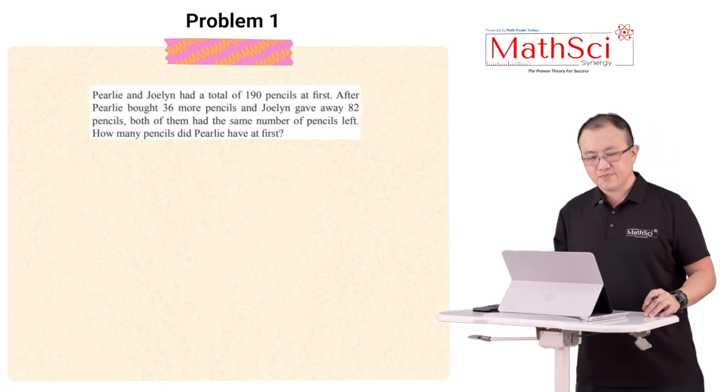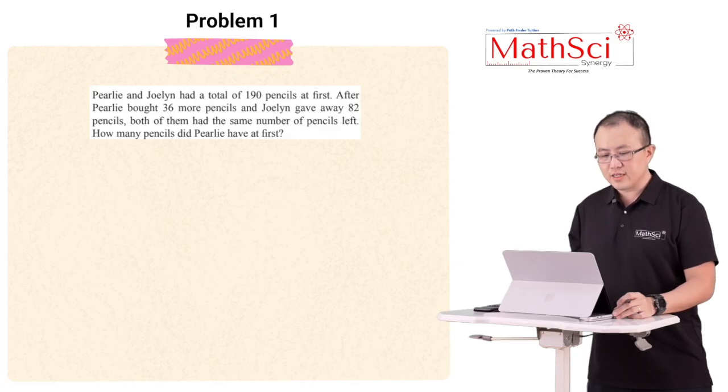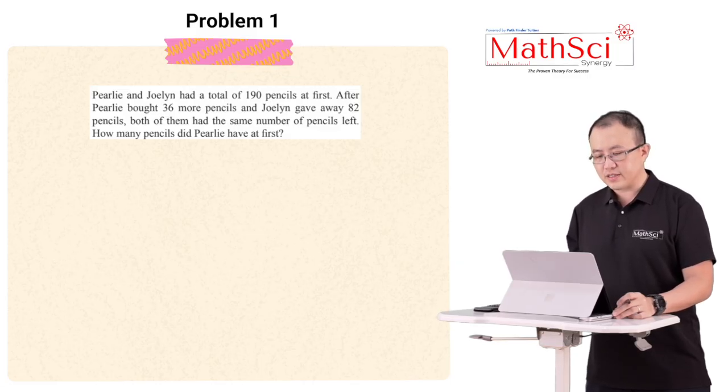All right, the first question. Pearline and Jolene had a total of 190 pencils. After Pearline bought 36 more pencils and Jolene gave away 82 pencils, both of them had the same amount of pencils left.